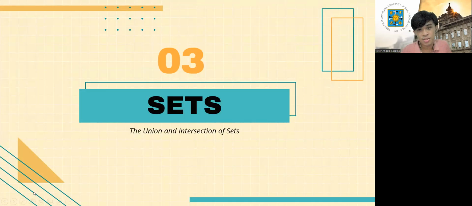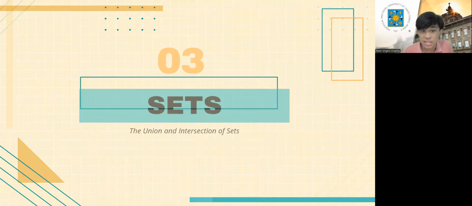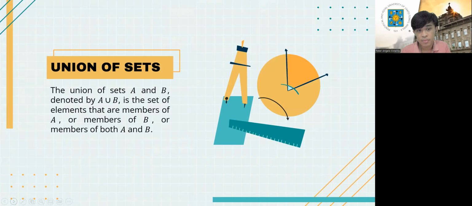Next one. So we are down to our last subtopic. So the union and intersection of sets. When we say union of sets, ibig sabihin, the union of sets A and B denoted by A union B. So tandaan nyo yung symbol natin, parang U lang siya. U. A union B. So union, U, is the set of elements that are members of A or members of B or members of both A and B.